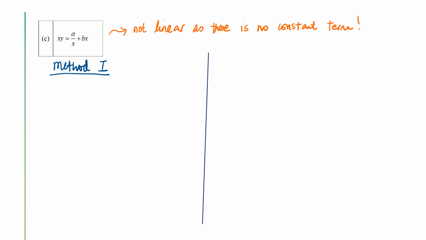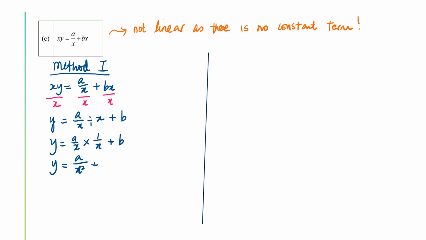So there are two ways of converting it to a linear form. I can just divide by x throughout, and I'll end up getting y equals to a over x squared plus b. I stopped there because I managed to get b here, which is a constant. And if you were to compare it, you would have to pull your a out of your 1 over x squared, because you have to compare it with y equals to mx plus c.